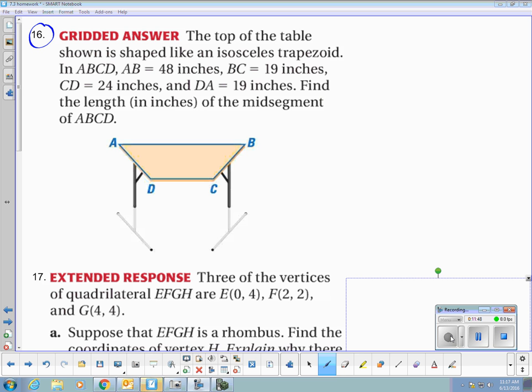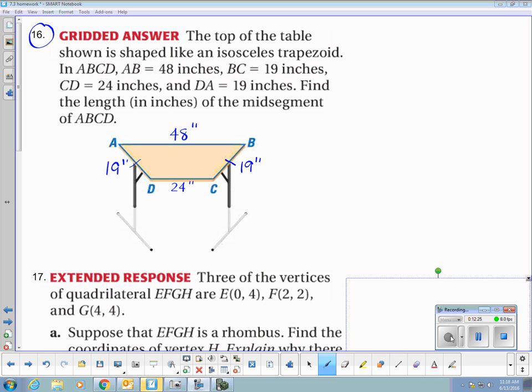Number 16. The tabletop that we see here is an isosceles trapezoid. And what I know about isosceles trapezoids is that both legs are congruent to each other. And in this trapezoid, segment AB is 48 inches. Segment BC is 19 inches. Segment CD is 24 inches. Because it's isosceles, AD is also 19 inches.